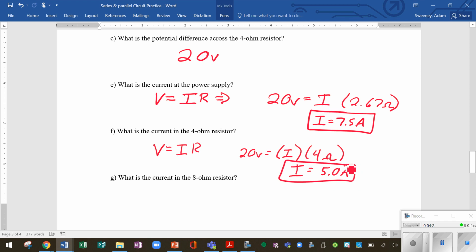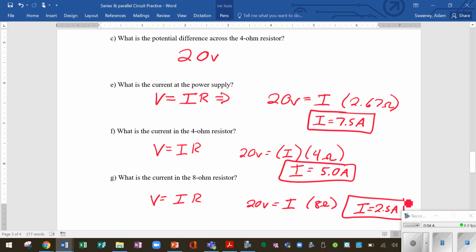Then finally we have the current in the 8 ohm resistor. That is, voltage is equal to current times resistance. 20 volts. We're trying to find the current. And then we have 8 ohms of resistance. And that gives us a current of 2.5 amps. And here's how we solve a problem for a parallel circuit.